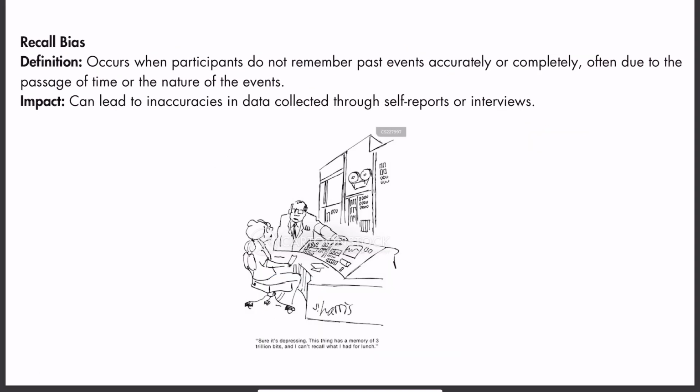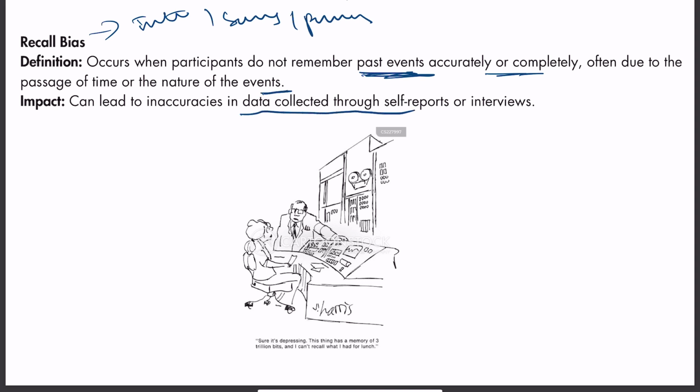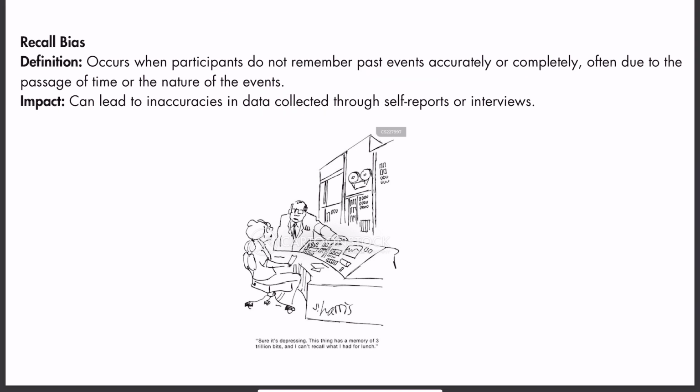Next we have recall bias. It mostly appears during interviews, surveys or when you're collecting primary data. It occurs when participants do not remember past events accurately or correctly, often due to the passage of time or the nature of events. It can lead to inaccuracy in data collection. So this is it for now.